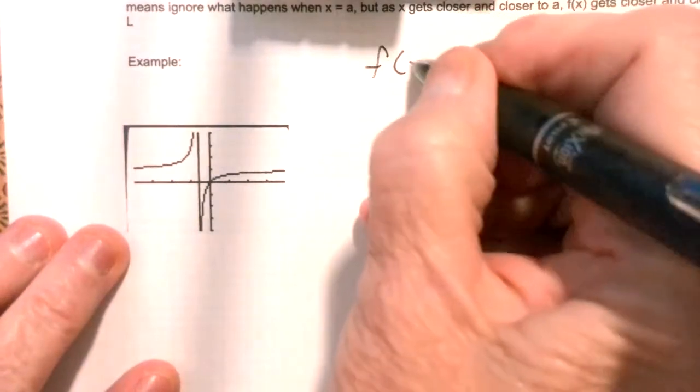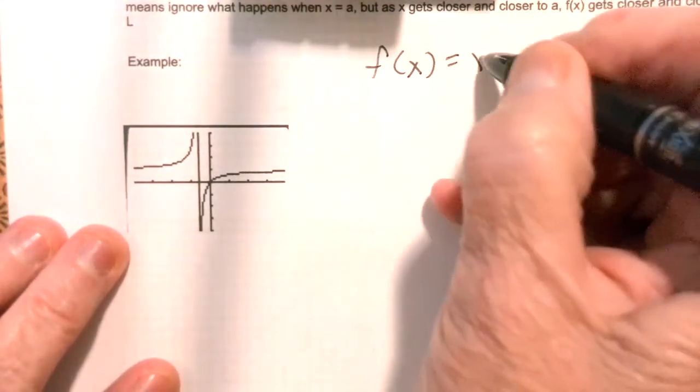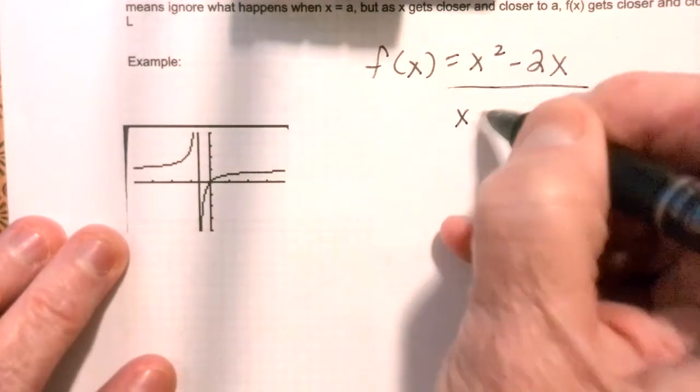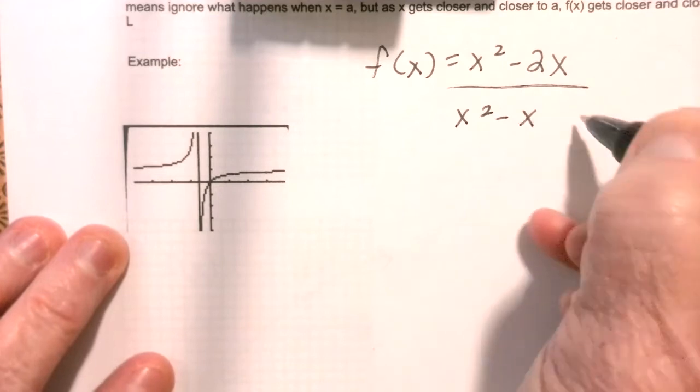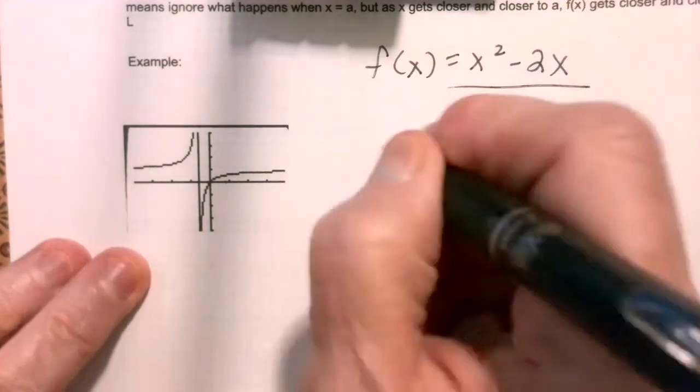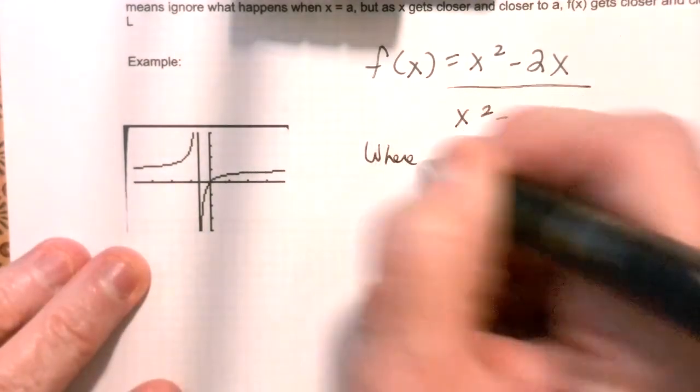So, for example, this has already been graphed on the calculator. Let me write out what this actually is. The function here is f of x equals x squared minus 2x over x squared minus x minus 2. So first question is, where is f of x undefined?